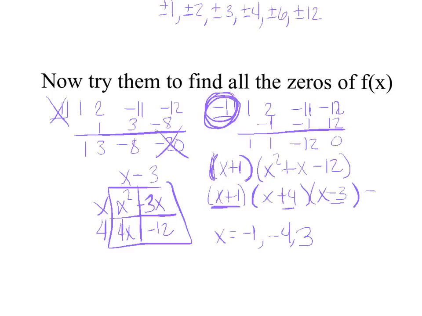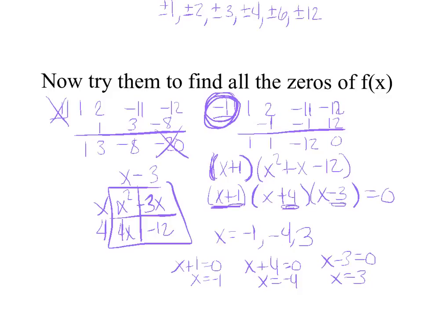The other way you can find that is set them equal to 0. X plus 1 equals 0 and solve. X equals negative 1. X plus 4 equals 0 and solve. X equals negative 4. X minus 3 equals 0 and solve. X equals 3. Either way, you can look at it as taking the opposite of each of these numbers, or you can look at solving it, setting it equal to 0. But here are my 3 zeros, and those are the only 3.